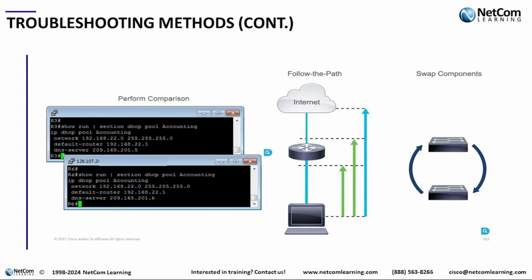The follow the path approach is one of the most basic troubleshooting techniques, and it usually complements one of the other troubleshooting methods like the top down or the bottom up. The follow the path approach discovers the actual traffic path all the way from source to destination. And then the scope of your troubleshooting is reduced to just the links and devices that are actually in the forwarding path.